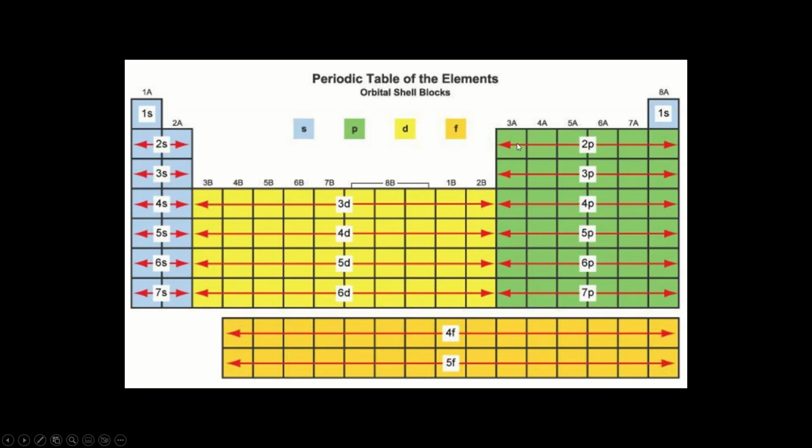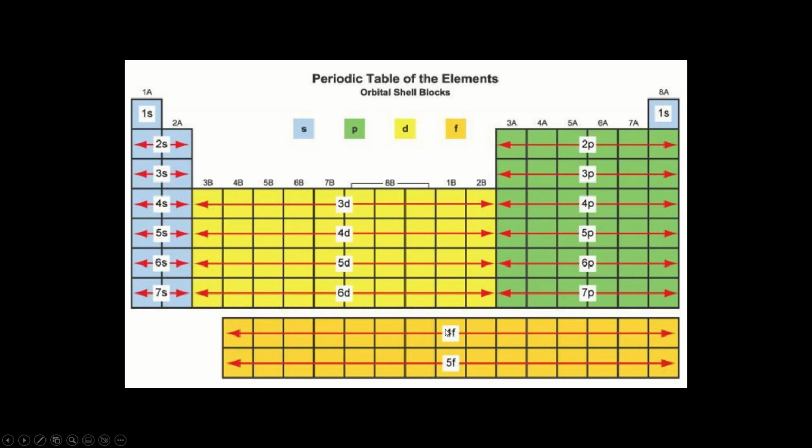Then we have our elements here: boron, carbon, nitrogen, oxygen, fluorine. Those are all part of the 2p block, and each p block has 6 elements in it. Once we get to our transition metals, we have our 3d block, so period number 1, 2, 3, 4. But for transition metals, the energy level is the period number minus 1.